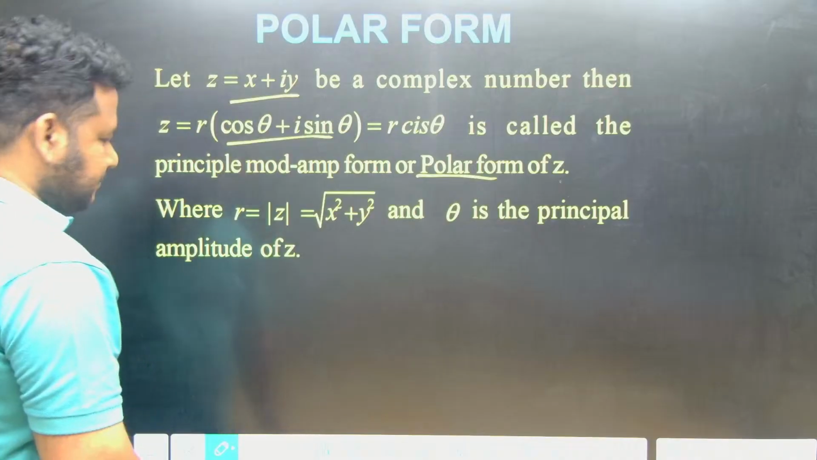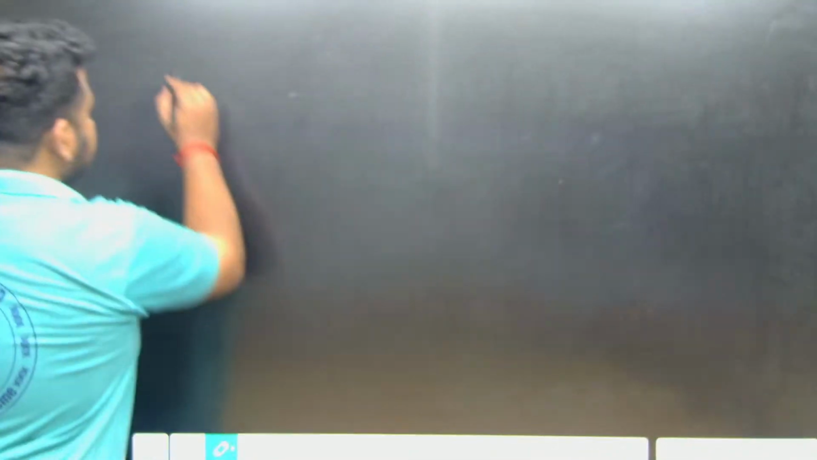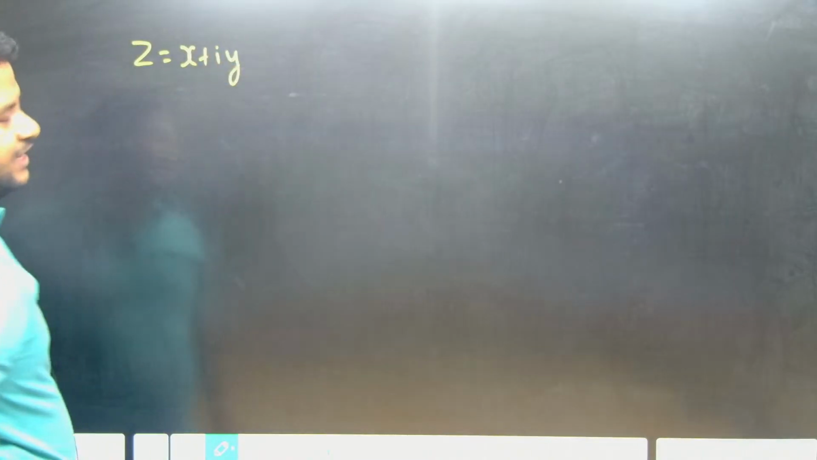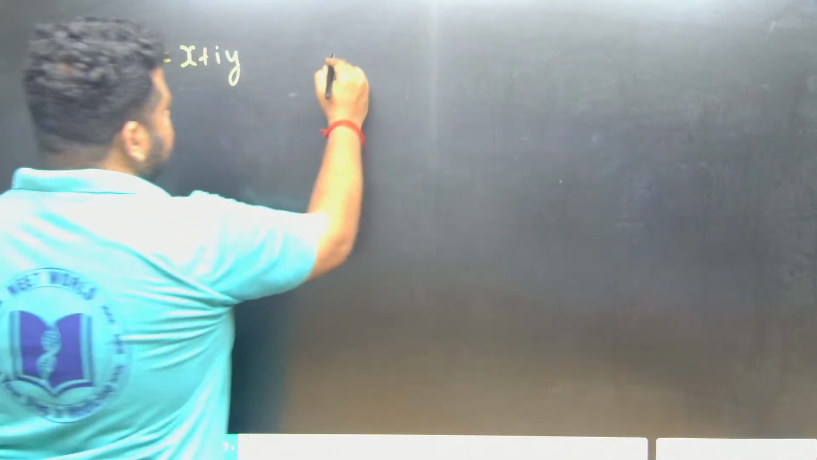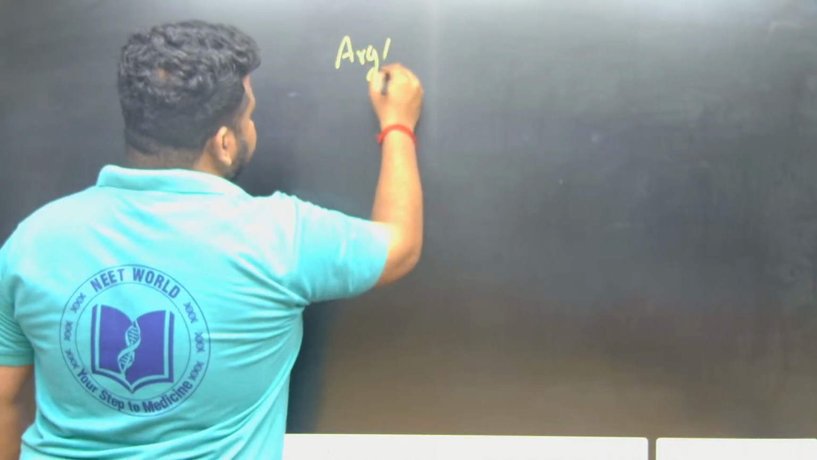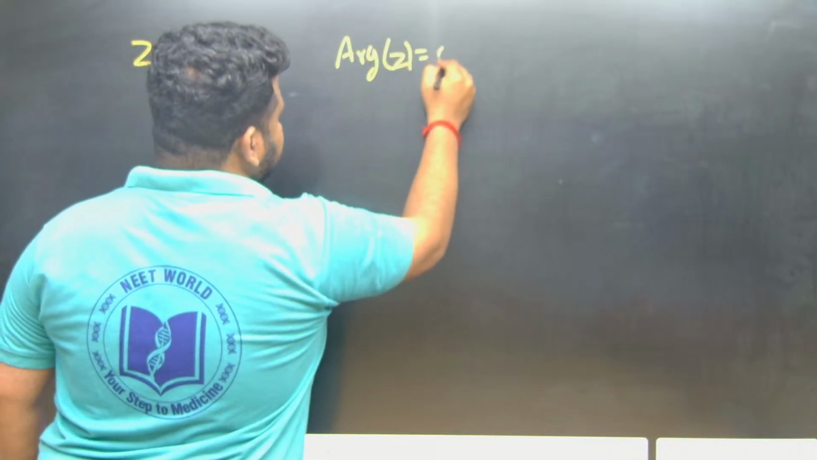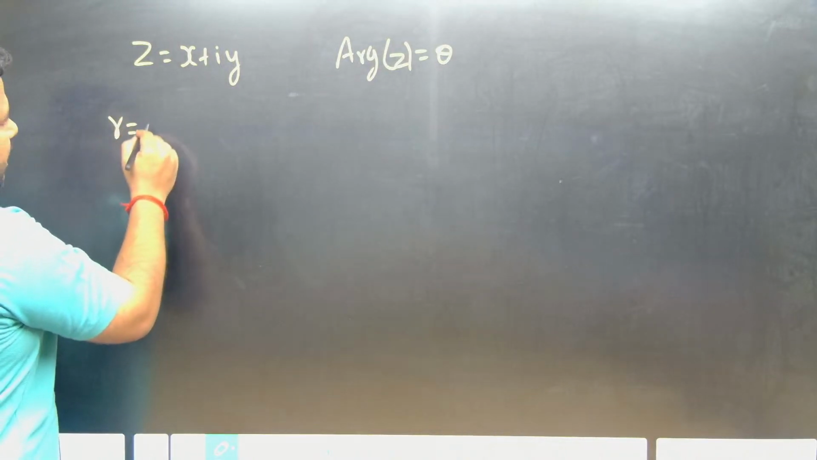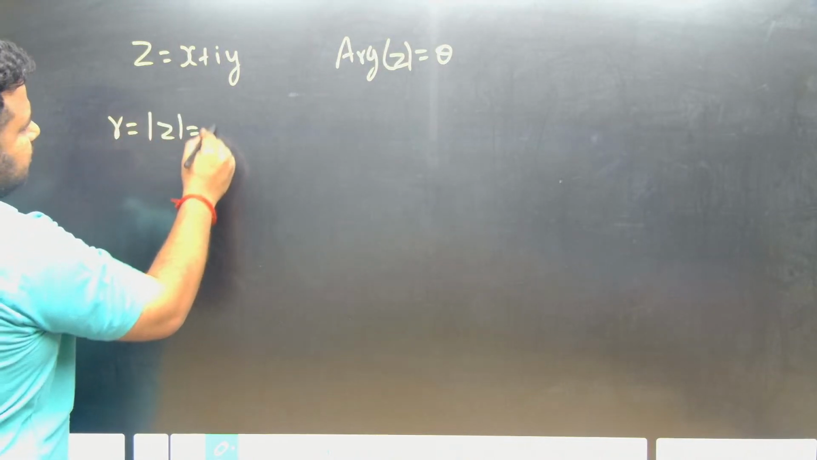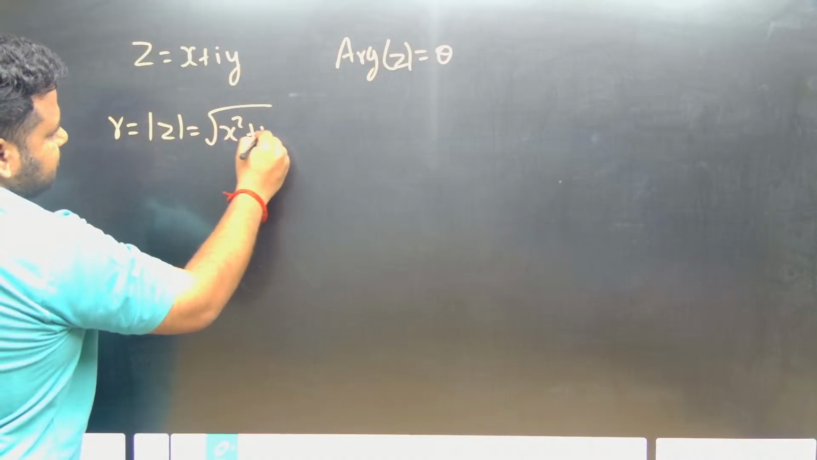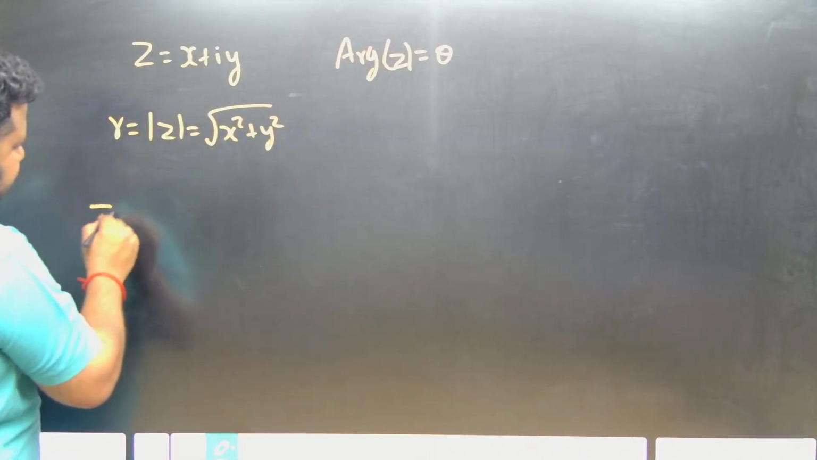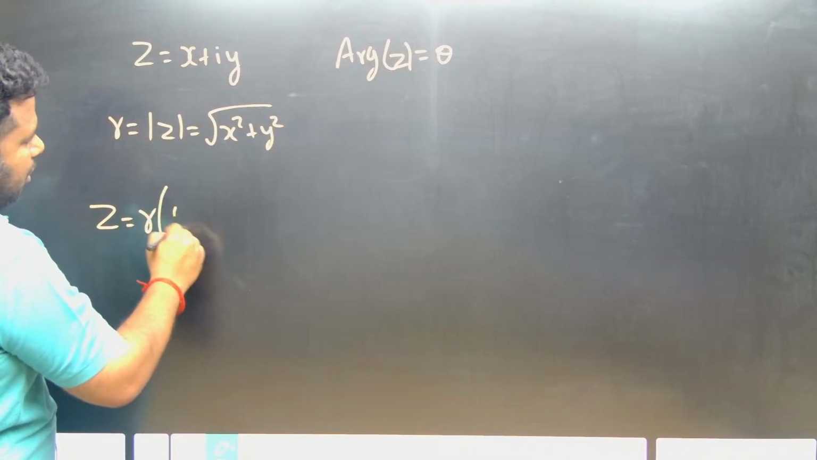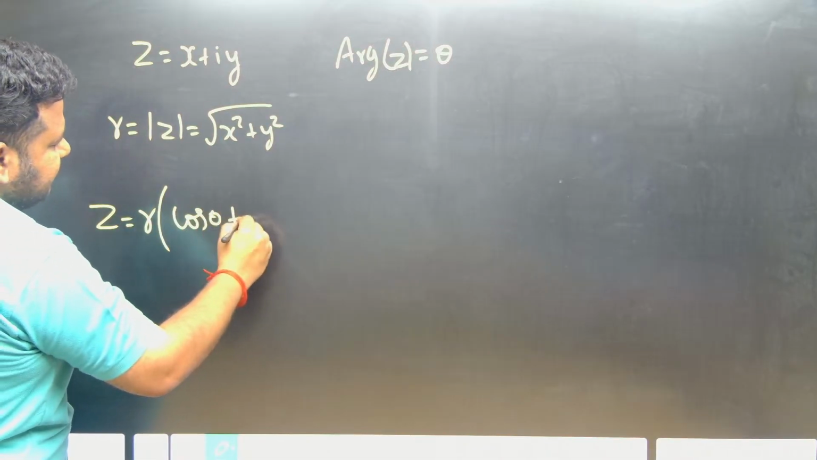Now see here, let us take a complex number z is equal to x plus iy. Let the argument of z be equal to theta. Its modulus, let us represent it by r. r is equal to mod z, that is nothing but the square root of x square plus y square. Then z can be written as r into cos theta plus i sin theta.